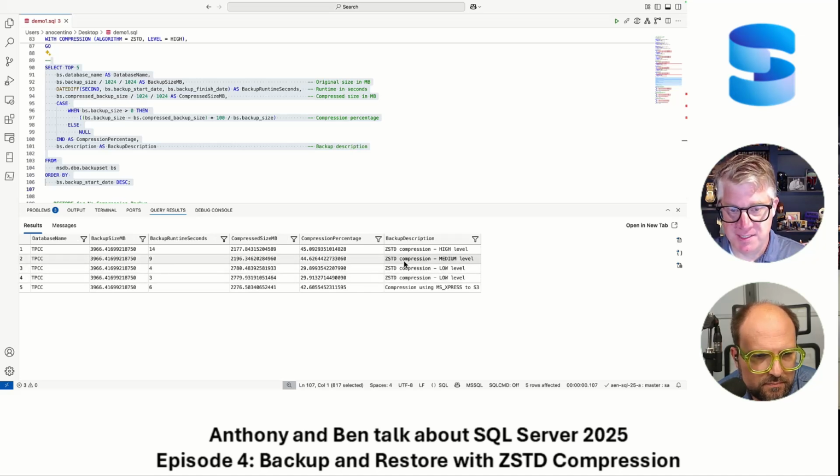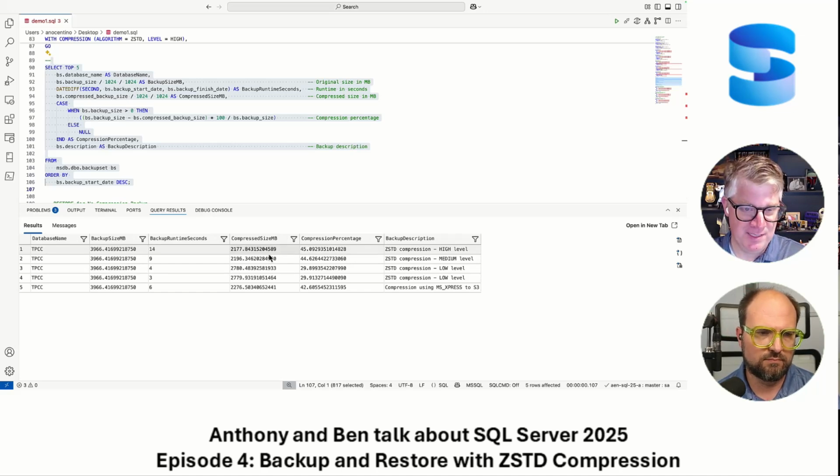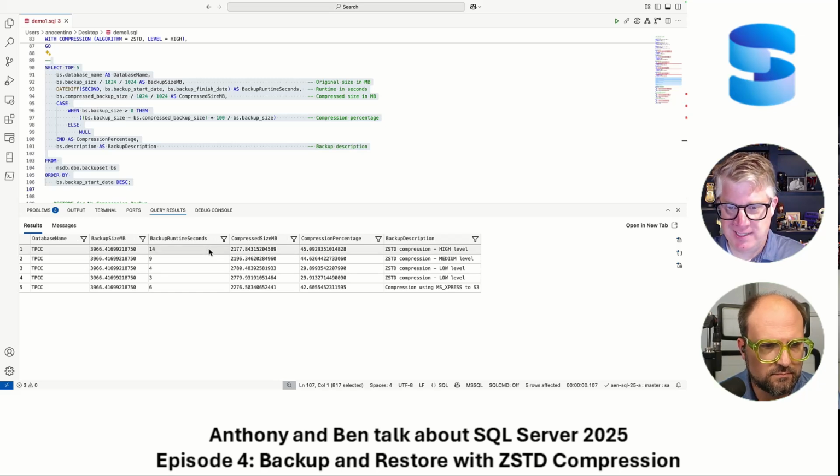And then we have our Z standard medium. We definitely get back towards the compressibility of MS Express, at about 44%, but the runtime is a little bit higher. And then Z standard high, we eke out about a single digit percentage, maybe even just half a percentage there. And the backup file is only about 20 megabytes smaller, but we doubled the runtime. So really, I don't see a lot of applicability of that backup algorithm.